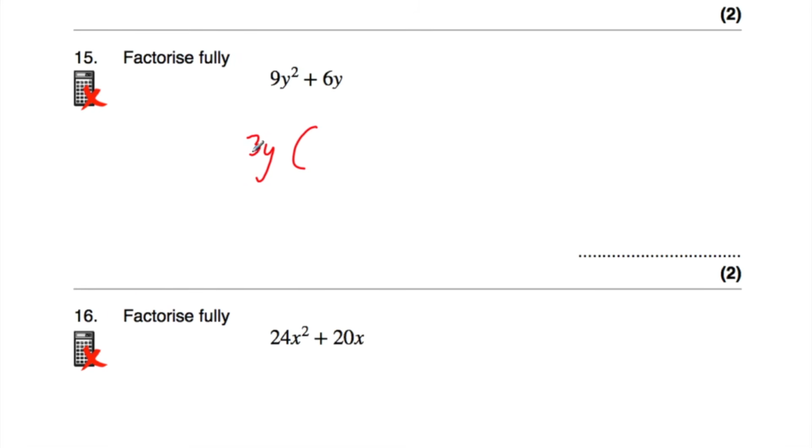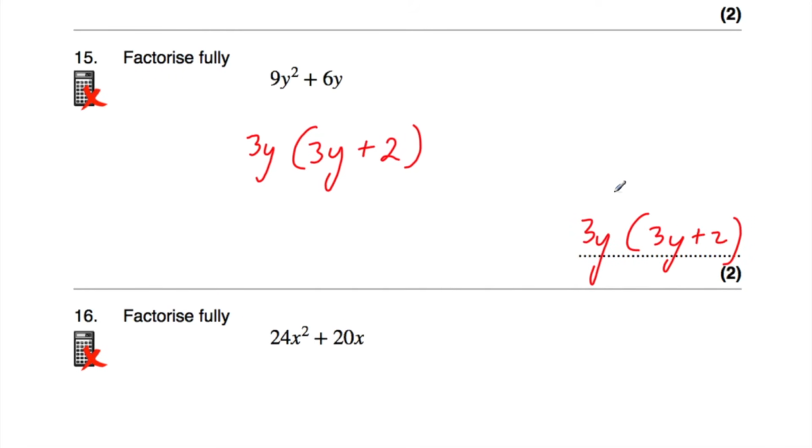Well, 9y squared divided by 3y, well 9 divided by 3 is 3, and then we've got y squared divided by y, so that just leaves y. And let's just check that, 3y times 3y is 9y squared. Then we've got our plus sign, and then we're going to divide 6y by 3y. But we've taken the y out already, and then we've got 6 divided by 3, which is 2. So that means our answer would be 3y, open brackets, 3y plus 2, close brackets.